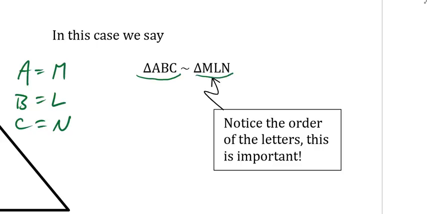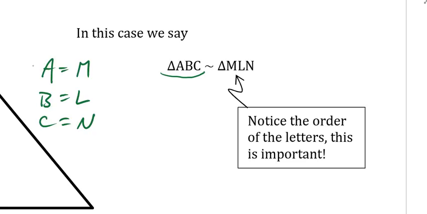This little sign right here is our sign for similar. And so we say triangle ABC is similar to triangle MLN. Notice the order. Notice that MLN is not alphabetical. Why do you think that is? Very nice. So we wrote A, then B, then C. So we went M, L, N. We have to write them in the same order. And that is important. That's part of it.